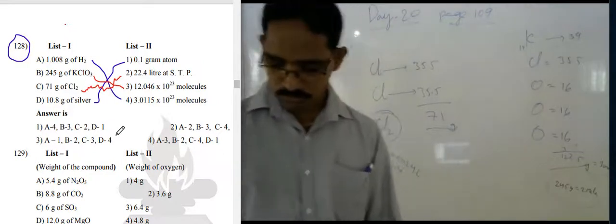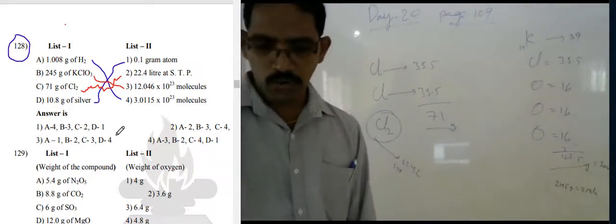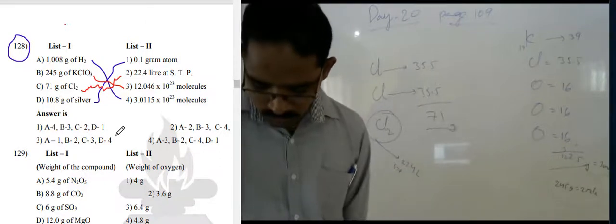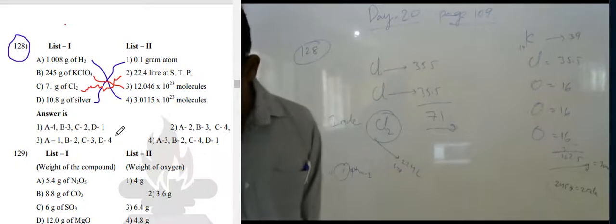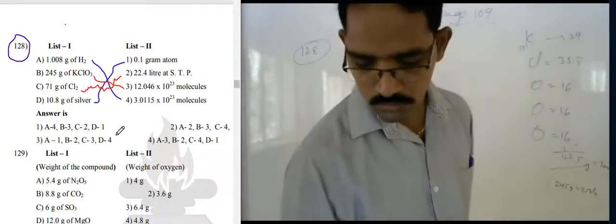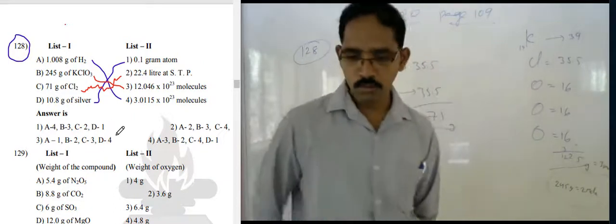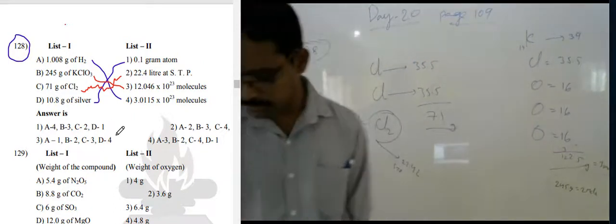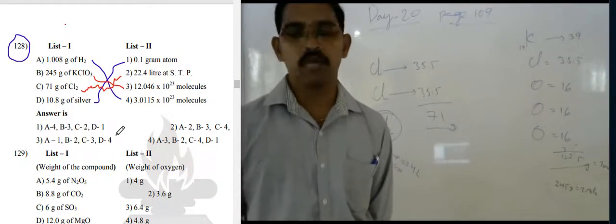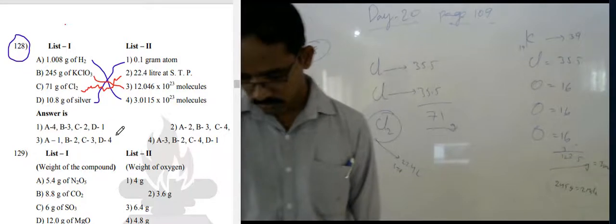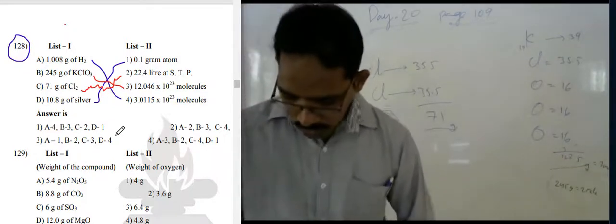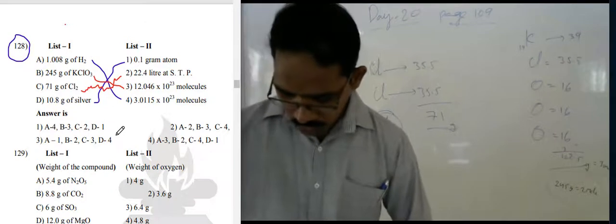Understood? Okay, will you do like this? Now you ask me 129, 130, 131, 132, 133. Up to question number 133, which question do you want explanation for? 129 also you have to do similar.